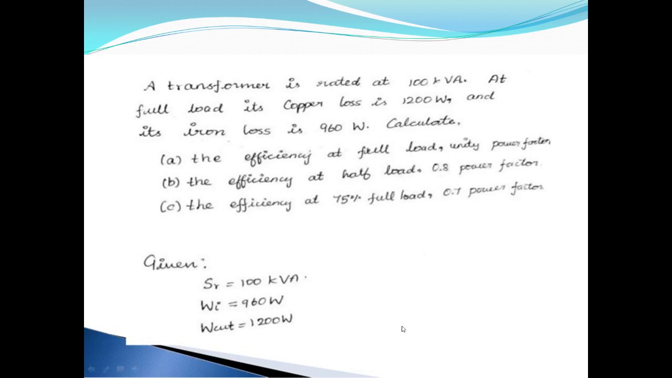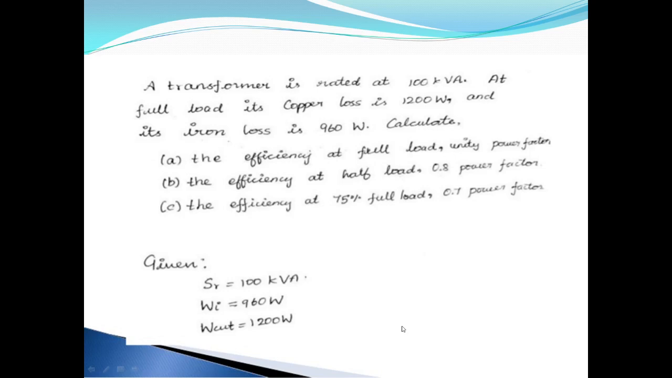Now let us perform an example on this topic. Say a transformer is rated at 100 kVA. At full load, its copper losses are 1200 watts and its iron losses are 960 watts. Calculate the efficiency at full load condition and unity power factor. This is the first problem. The second problem is efficiency at half of full load and 0.8 power factor. The third problem is efficiency at 75% of the full load condition and power factor considered as 0.7.